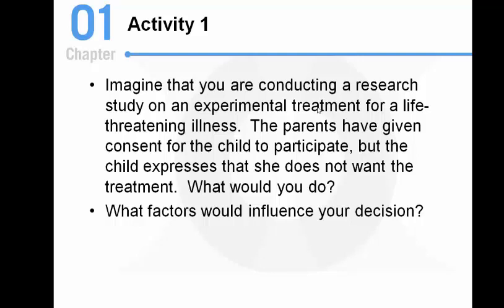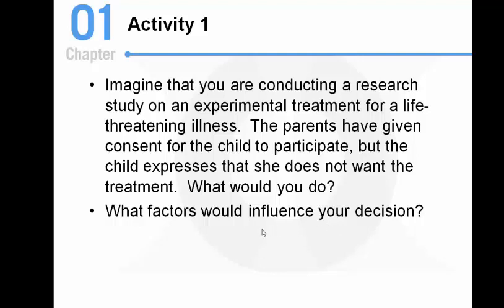In this particular example here, imagine that you're conducting a research study on an experimental treatment. So this is not a well-established treatment. It's an experimental treatment for a life-threatening illness. The parent has given informed consent, and legally that's all that you need to move forward, but the child has not given assent. In other words, the child says, no, I don't want to do this. What would you do? And what factors would influence your decision? Do you think you would move forward, or would you not?